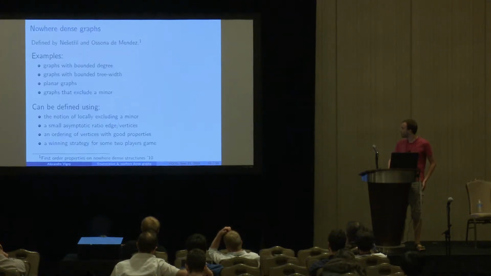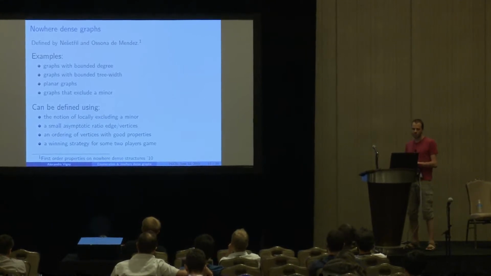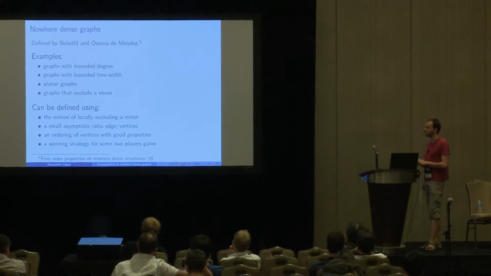So what are those nowhere dense graphs? I will not give the definition, which is not really easy to read, but just some examples of classes of graphs that are nowhere dense.